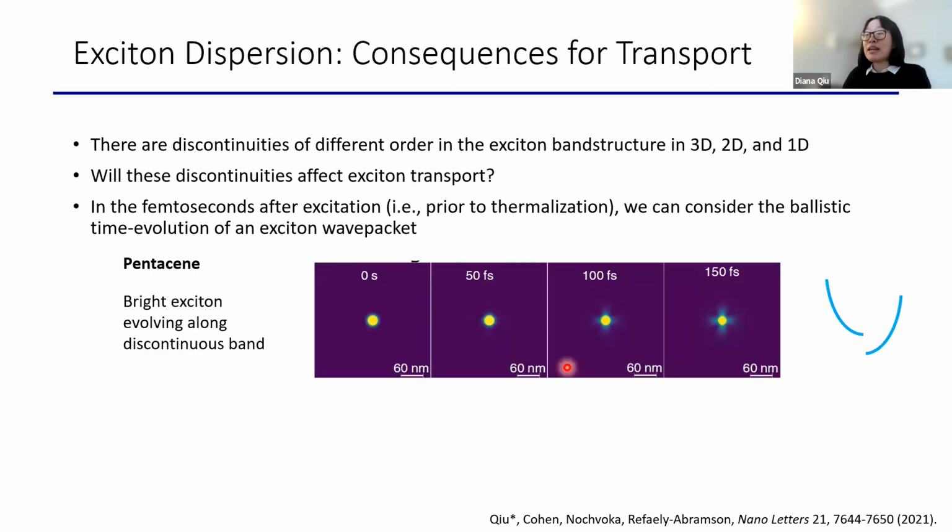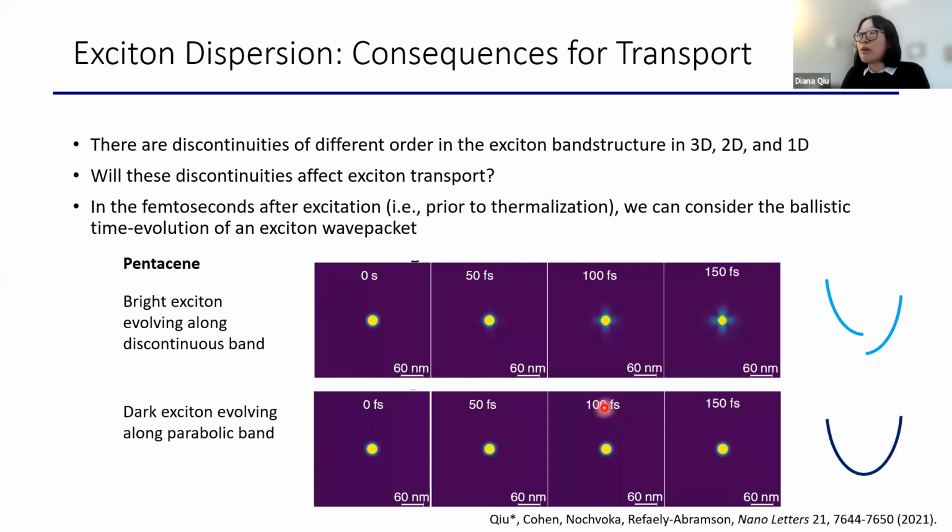So we start by looking at the time evolution of an exciton wave packet in crystal pentacene, and we initially excite a wave packet of excitons in this dipole allowed branch and in the dipole forbidden branch. And we see that over the course of 150 femtoseconds, the dipole allowed exciton begins to have this asymmetric evolution due to the asymmetry of the underlying exciton band structure. The dark exciton, however, remains essentially non-dispersive on this time scale.